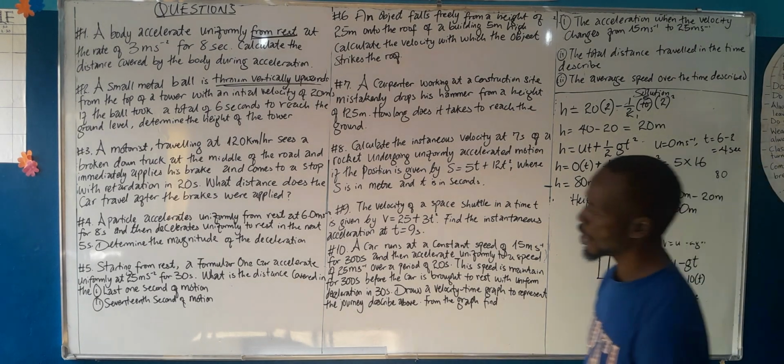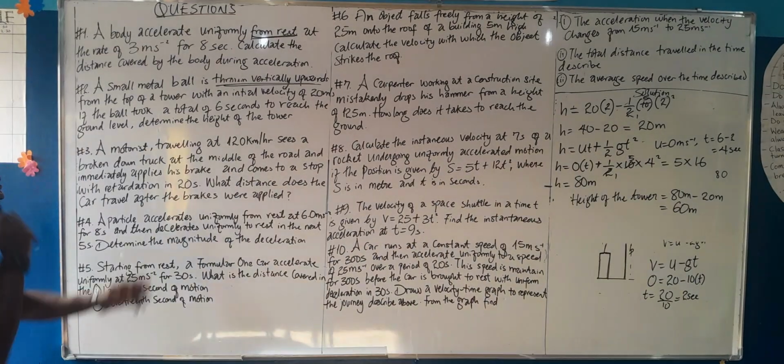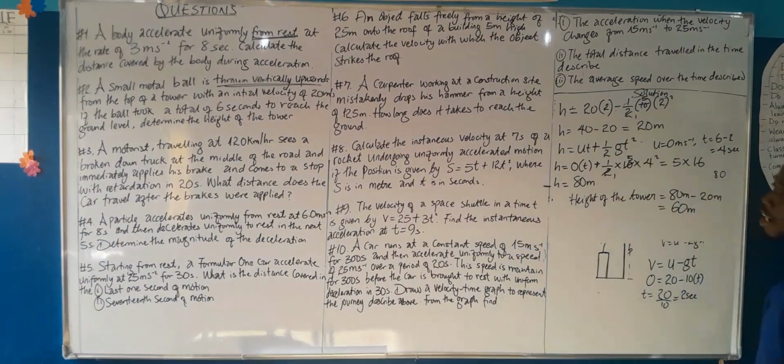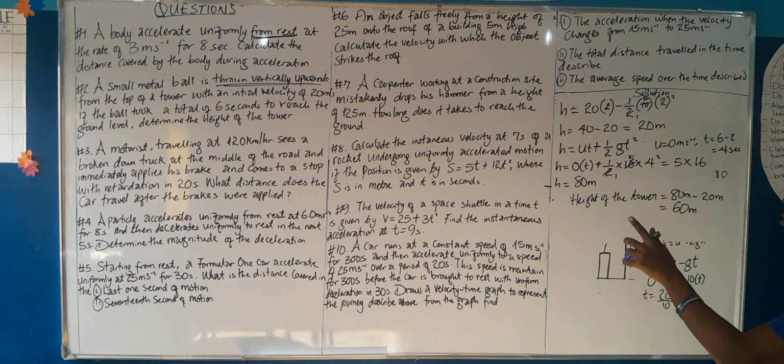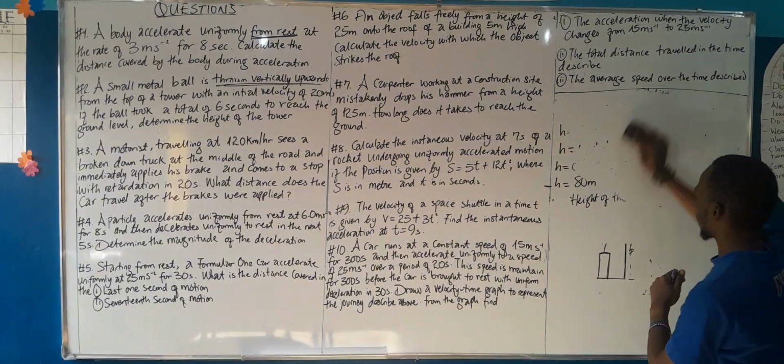Now let's go to question 3. A motorist traveling at 120 kilometers sees a broken arcade. I think we're reading too much.